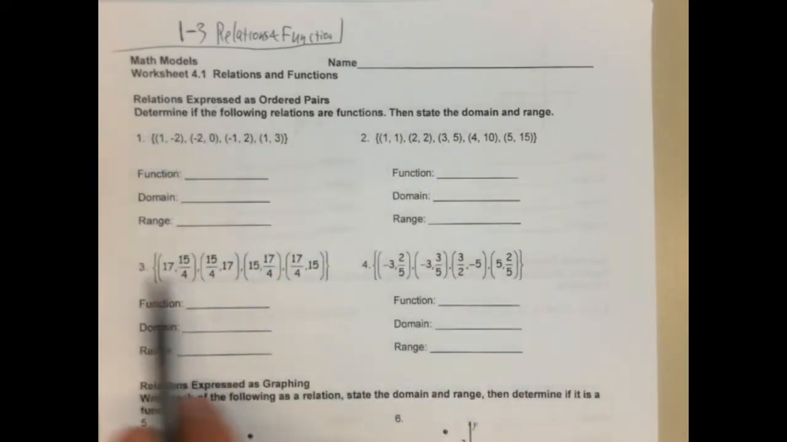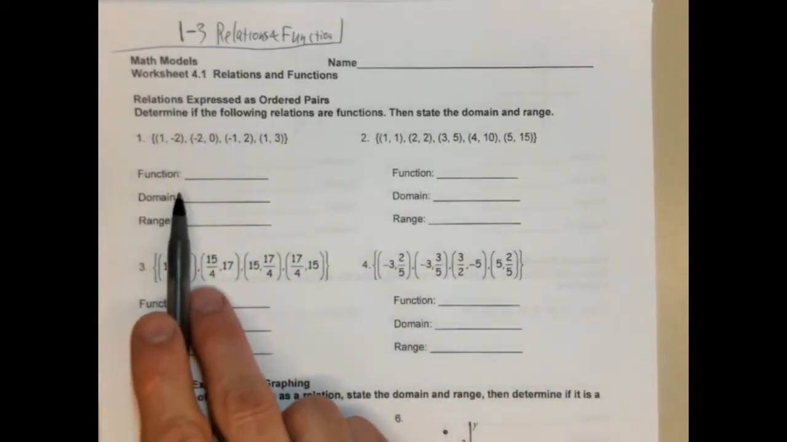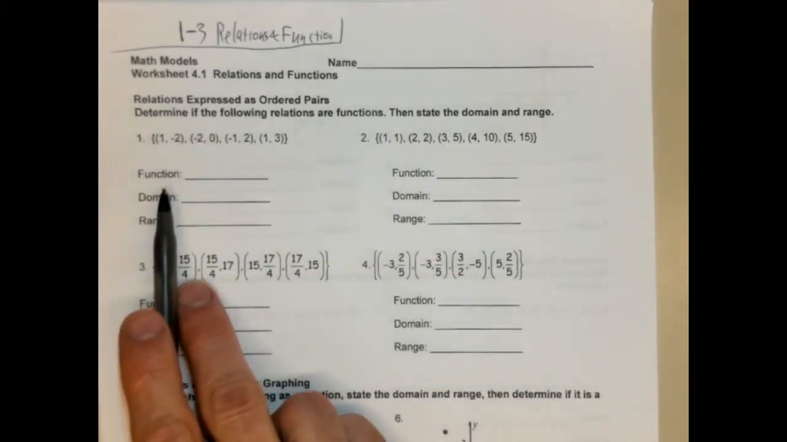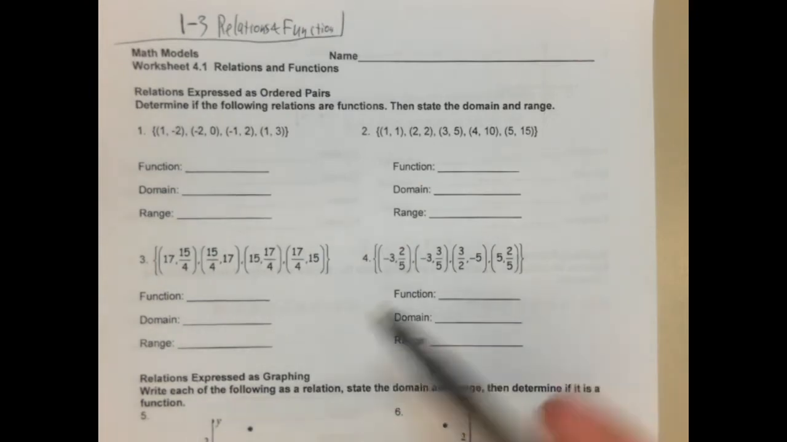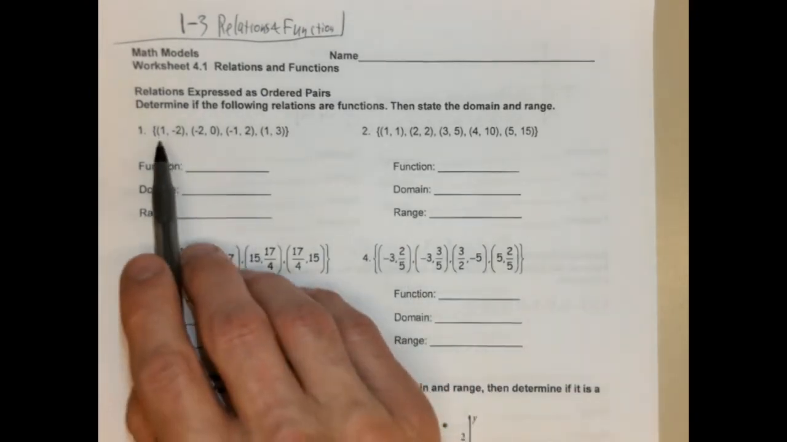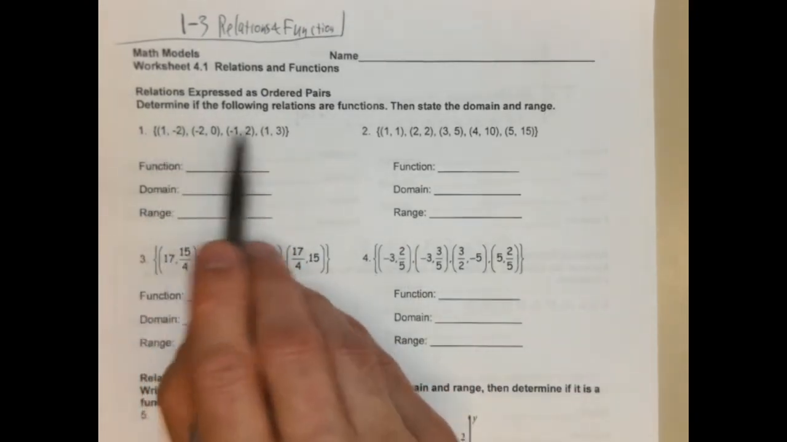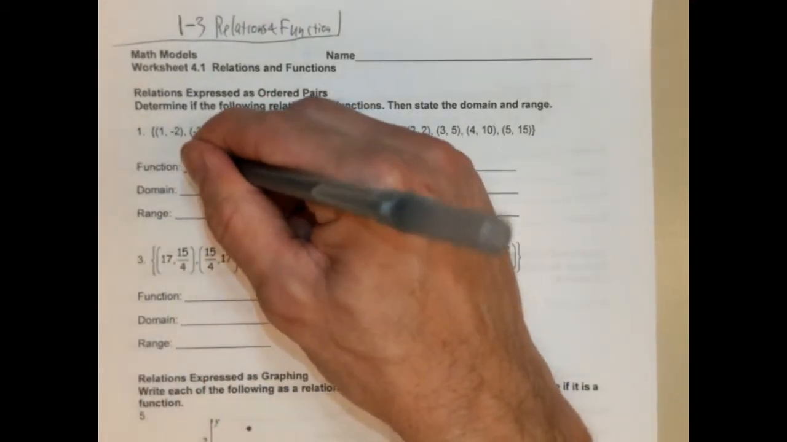So these first few exercises are asking us to state whether or not this is a function. And we'll remember that a function is a relation in which the x's and the y's have a one-to-one ratio. In other words, the x values cannot repeat. The x values need to be unique. So if we look here, you'll notice one repeats. So we can already say, no, this is not a function.